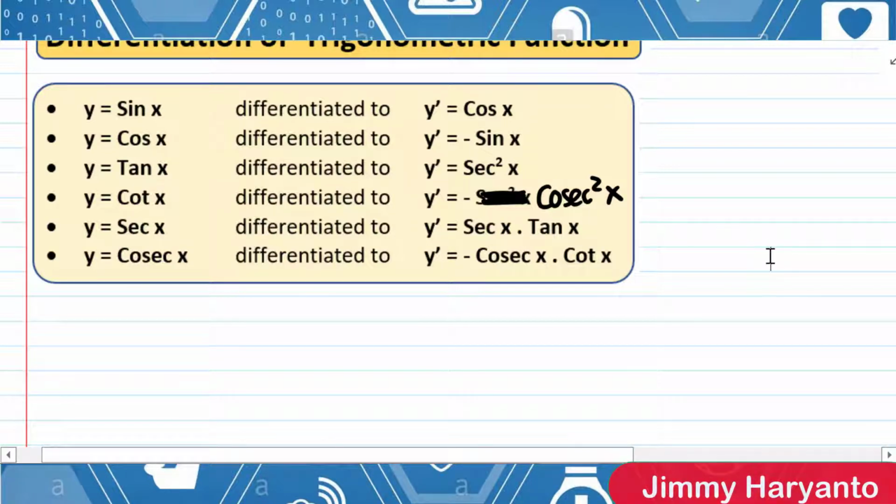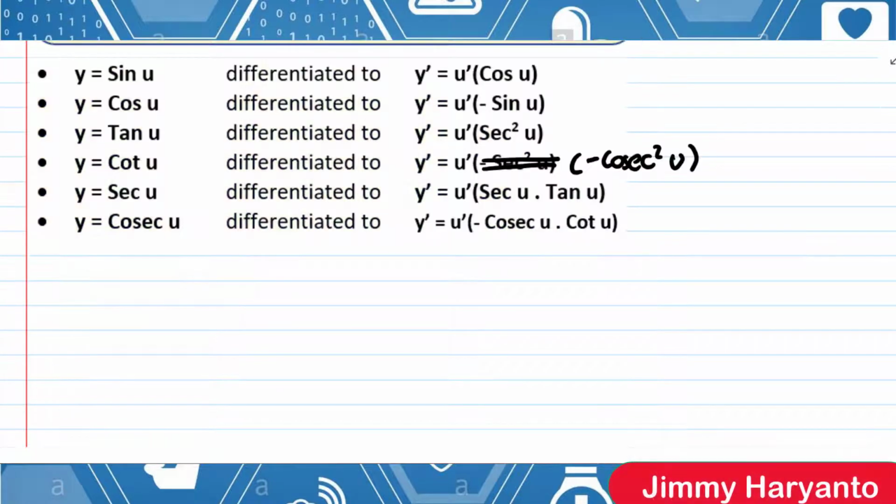And the next will be the chain rule. The chain rule for sin u is y accent equals to u accent times cos u, and then cos u become u accent times negative sin u. I will tell this later in the example questions, so you don't have to memorize this one.